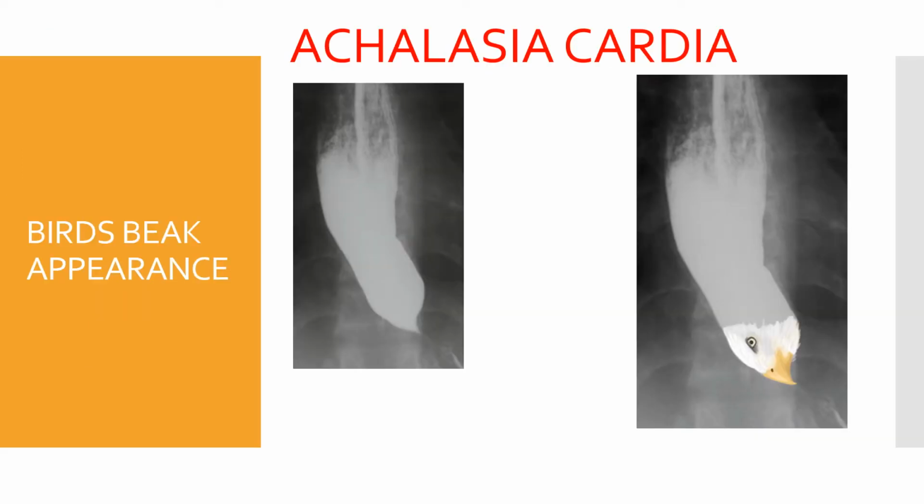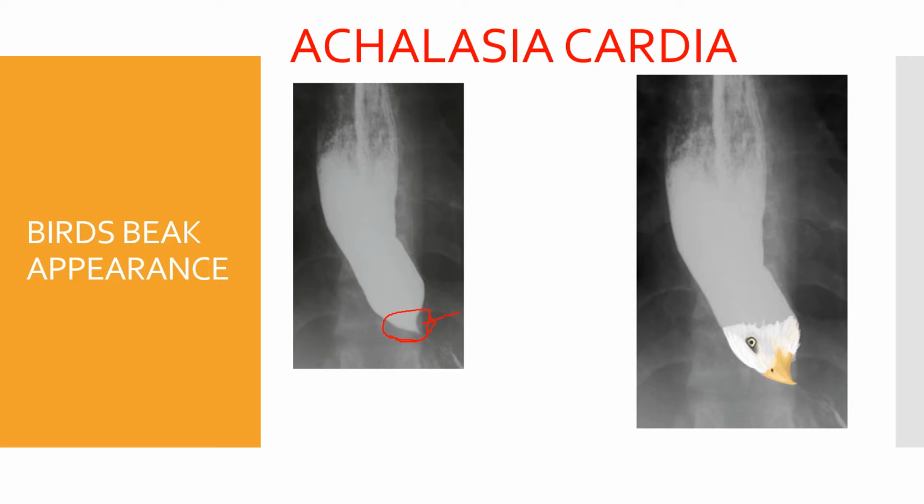The first topic is achalasia cardia. I had already uploaded a few MCQs based on achalasia cardia. What happens in achalasia cardia is there will be some problems in the lower esophageal sphincter. So this is the lower esophageal sphincter, and in this condition there are some problems that happen in it.